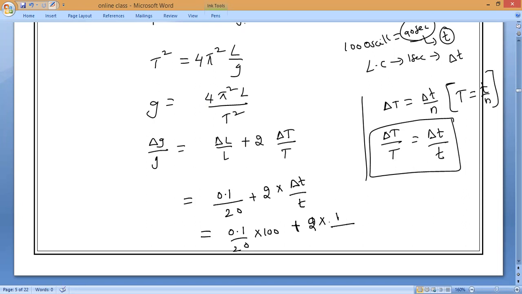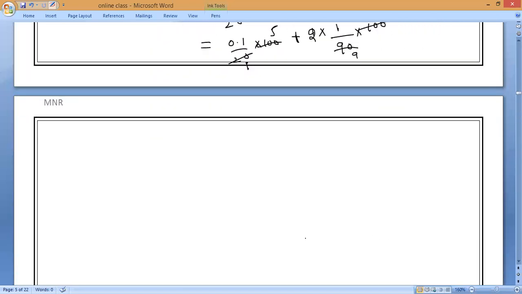Delta t is 1, divided by the total time, which is 90 into 100. So cancel it. That gives 20 divided by 9. So this will come as 0.5 plus 20 divided by 9. 20 divided by 9 means how much? 2.22.